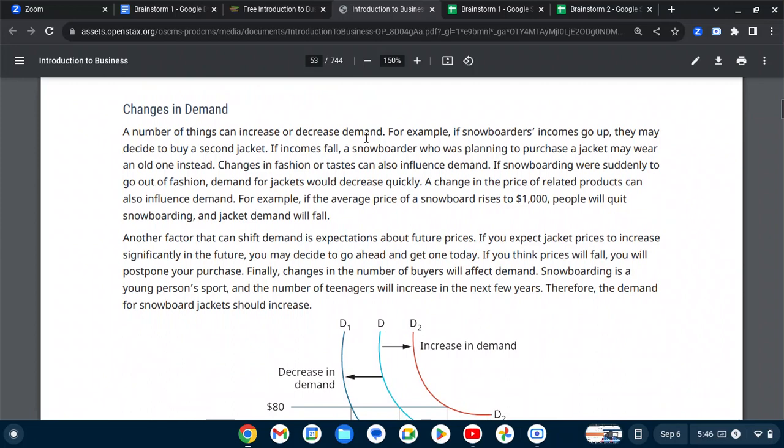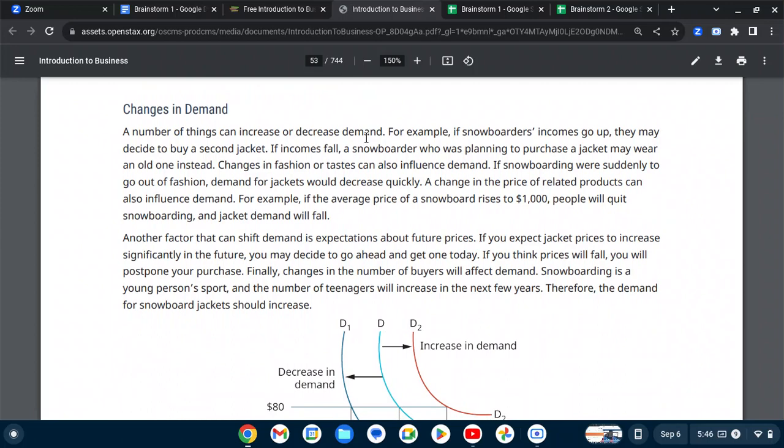Changes in demand. A number of things can increase or decrease demand. For example, if snowboarders' incomes go up, they may decide to buy a second jacket. If incomes fall, a snowboarder who is planning to purchase a jacket may wear an old one instead. Changes in fashion or tastes can also influence demand. If snowboarding were suddenly to go out of fashion, demand for jackets would decrease quickly.